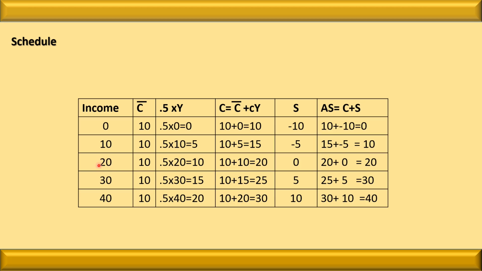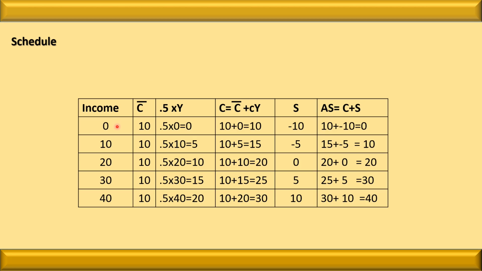When the income becomes 20, autonomous is the same, induced becomes 10, total consumption becomes 20, and the saving is 0. Why? Because 20 minus 20 is equal to 0. Try to see what is the aggregate supply. Aggregate supply is 20 plus 0, that is 20. Remember one thing, as I told you, aggregate supply is always equal to income. You can see on your own.